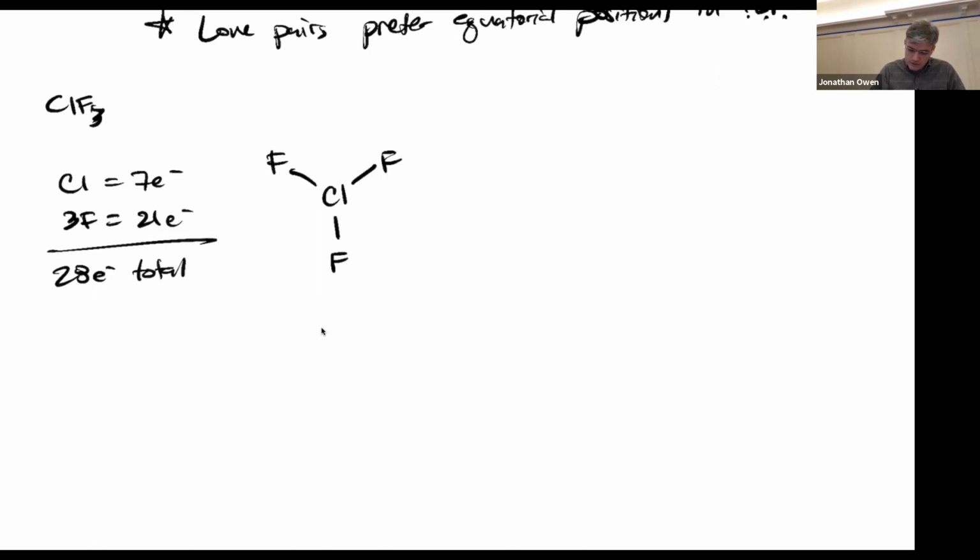We use 3 of chlorine's 7 electrons to make bonds. So that means there's 2 more electrons on that chlorine. And you can see we've got 2, 4, 6, 8, 10 electrons around chlorine. So really what you want to do is to write a structure that doesn't violate the octet rule.